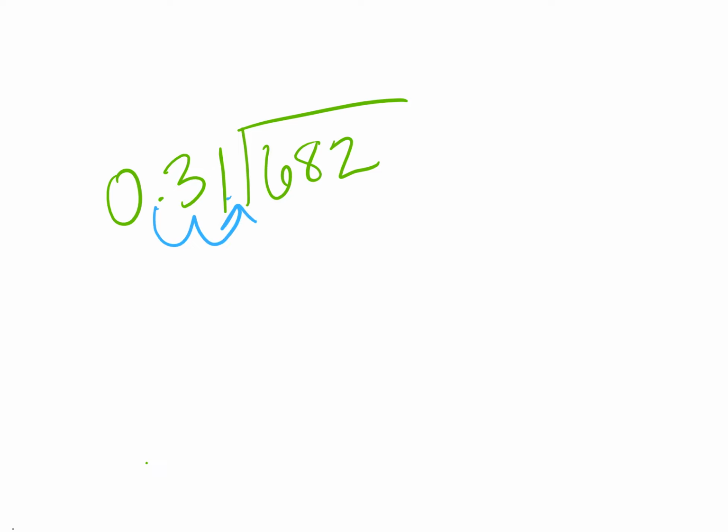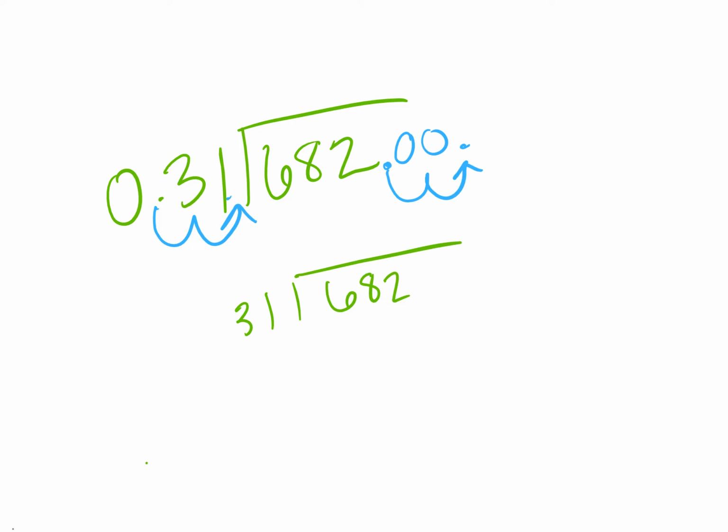Now there's no decimal in the number inside the division, but every number has a decimal whether you see it or not, and it's right behind it. So we move it to the right twice just like we did, and we add 2 zeros and a decimal. So now, since we moved our decimal, we can rewrite this problem to be 31 into 68,200. And we need to raise our decimal.